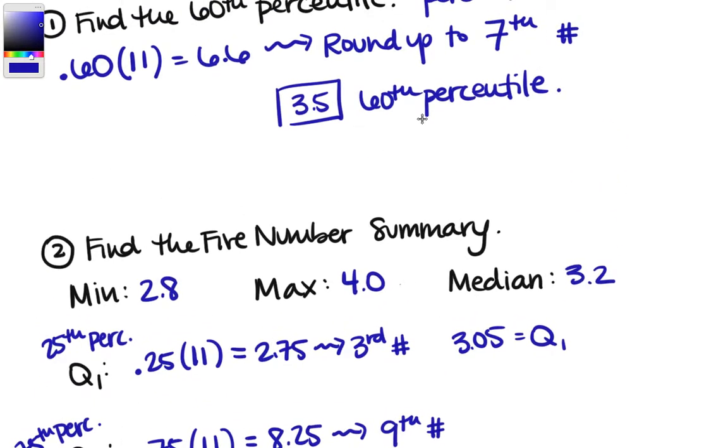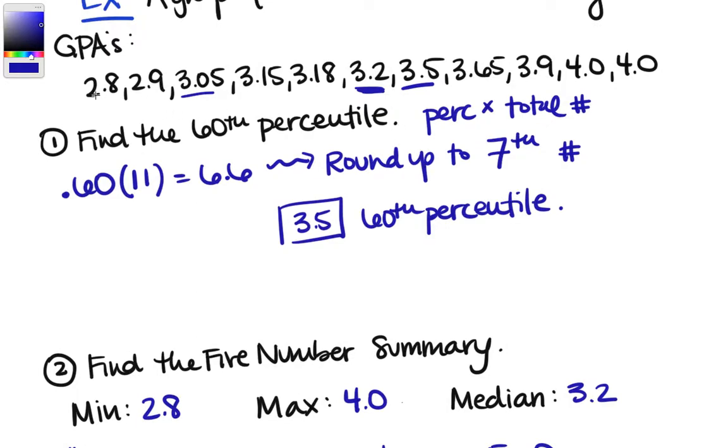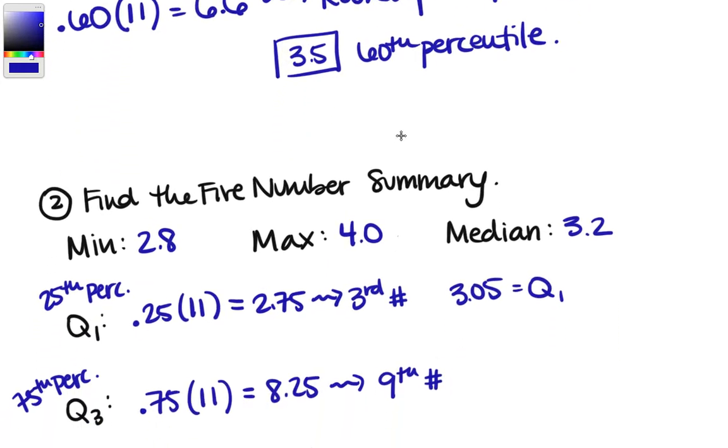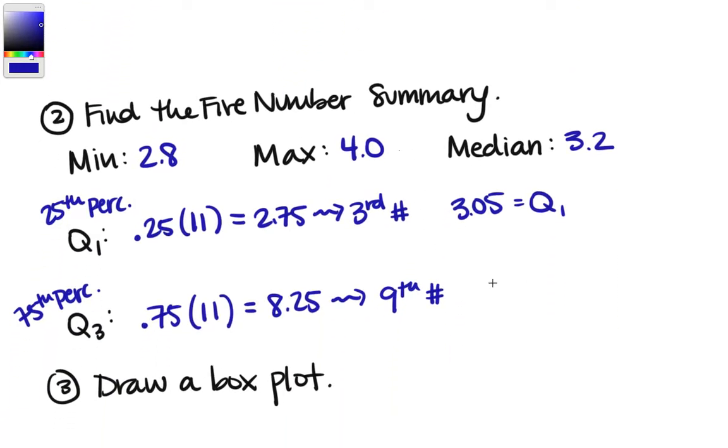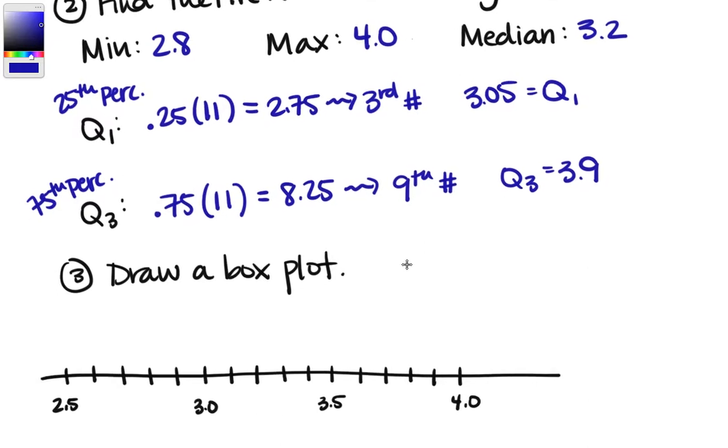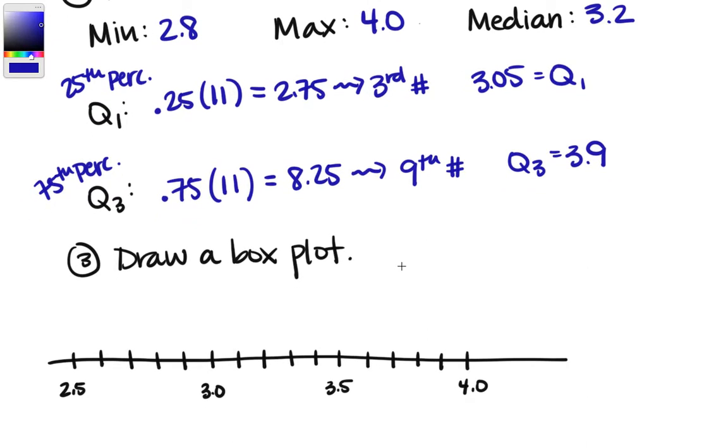Let's go find our 9th number in the list. Let's see, we've got 11, this would be 10, and 9th is 3.9. So Q3 is 3.9. All right. Now what we want to do with this information is draw a box plot. There's one basic way to do it, but you can style it in a couple of different ways.